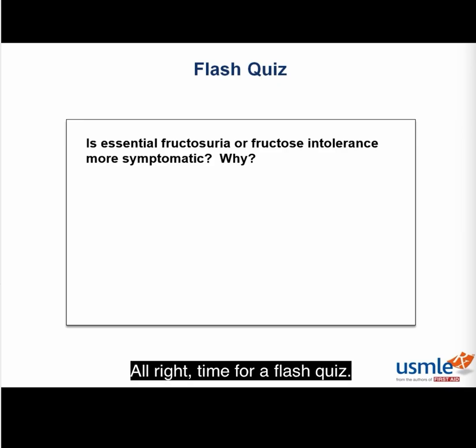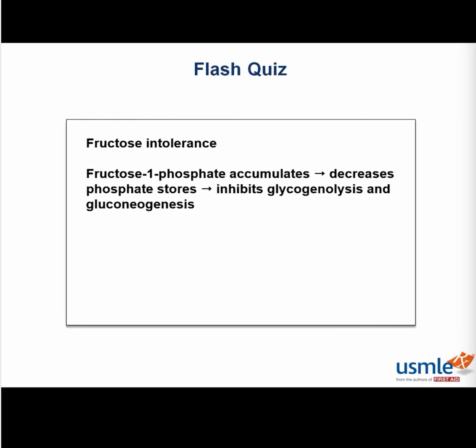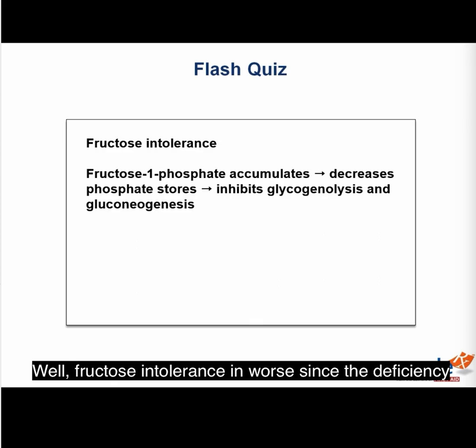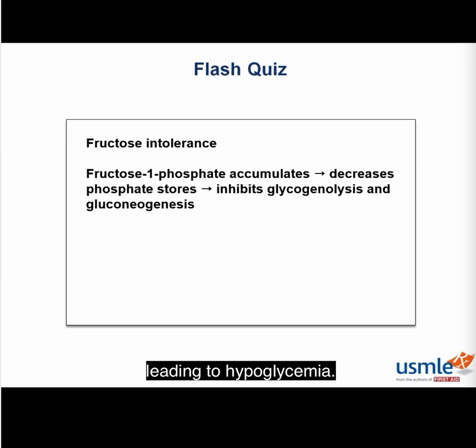Alright, time for a flash quiz. Is essential fructosuria or fructose intolerance more symptomatic, and why? Well, fructose intolerance is worse since a deficiency in aldolase B leads to a fructose 1-phosphate buildup in cells, reducing available phosphate stores. Again, this inhibits glycogenolysis and gluconeogenesis, leading to hypoglycemia.